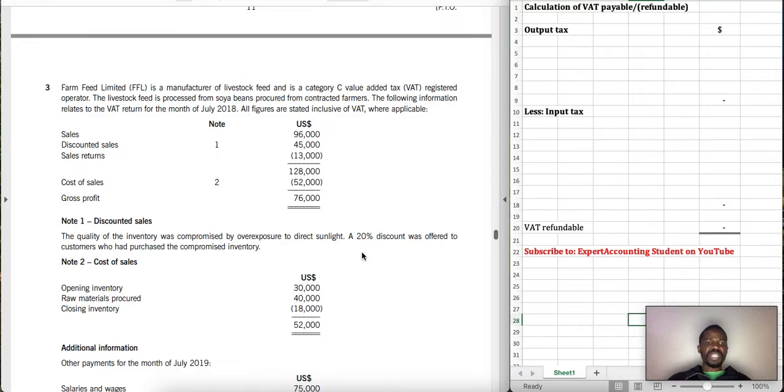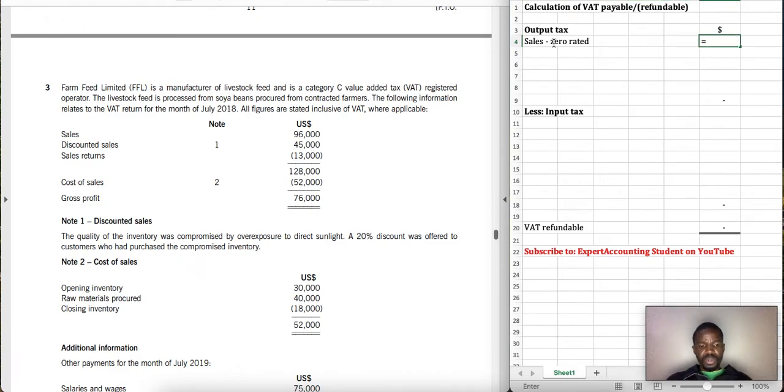Now, let's do the calculations. I have just gone ahead and inserted some formulas on my Excel sheet to save time. Now, the formula is output tax minus input tax. We get either the VAT payable or the VAT refundable. Now, let's start with sales. Farm Feed sells livestock feed, so these are zero rated.